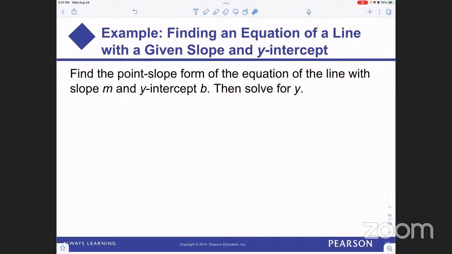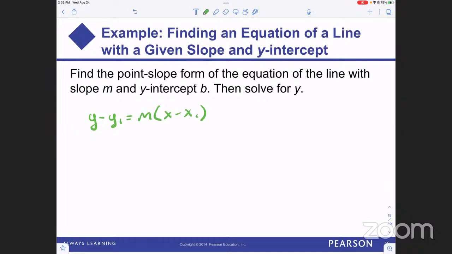Let me see, here we're asked to find the point slope form of the equation of the line with a slope m and a y-intercept b. And then we're asked to solve for y, right? Point slope form. So it says to find the point slope form. So it's a good idea to go ahead and pull that formula. So point slope is going to be y minus y1 equals m times x minus x1, right?